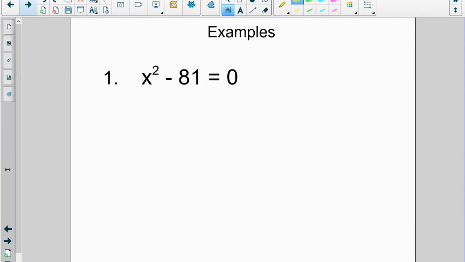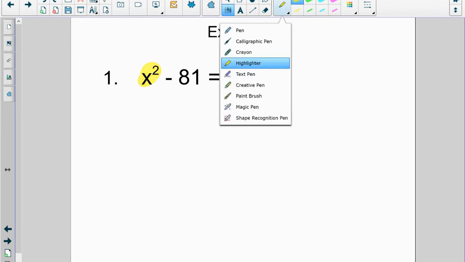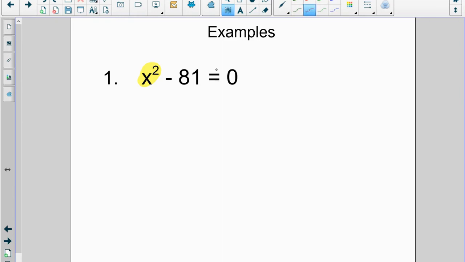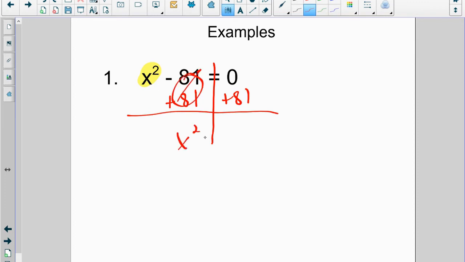x squared minus 81 equals 0. Let's start with identifying what is being squared or raised to the second power. So it's just this x that's being raised to the second power. So when I solve something like this, I want to get that highlighted piece by itself. So I am going to add 81 on both sides because that is the inverse of subtracting 81. That's what's going to get this to 0 out. That leaves me with x squared equals 81, since 0 plus 81 is 81.